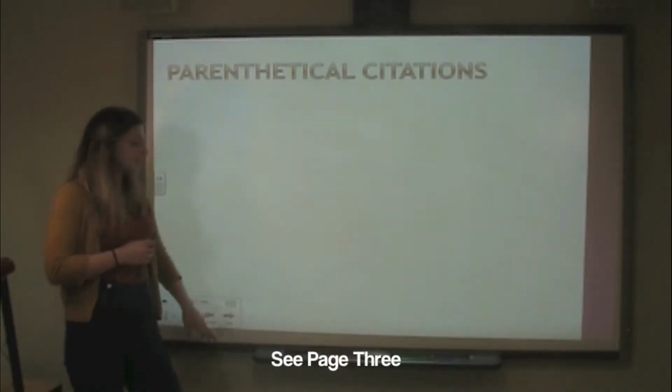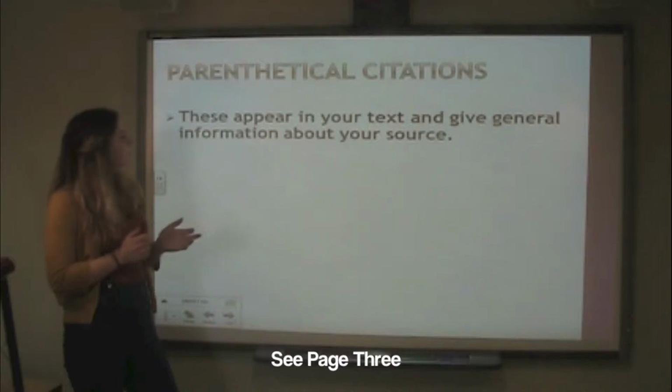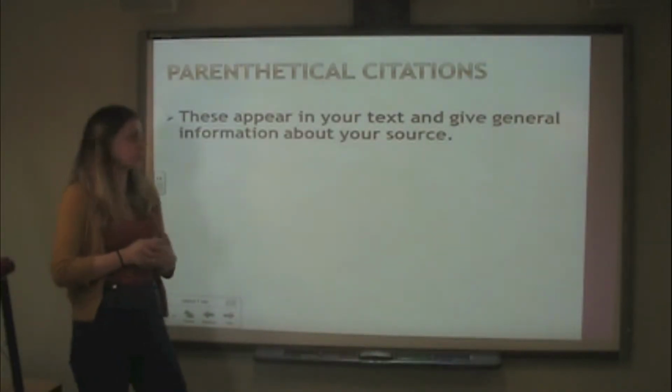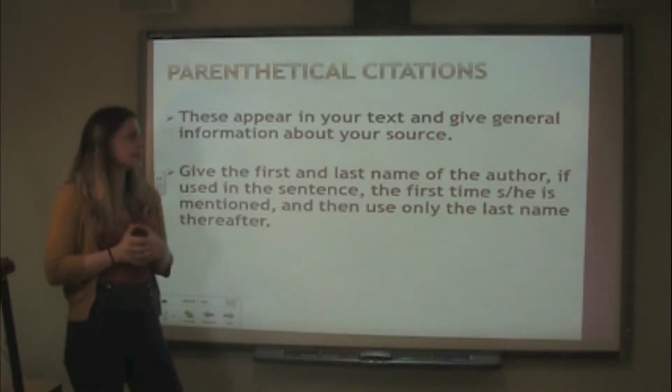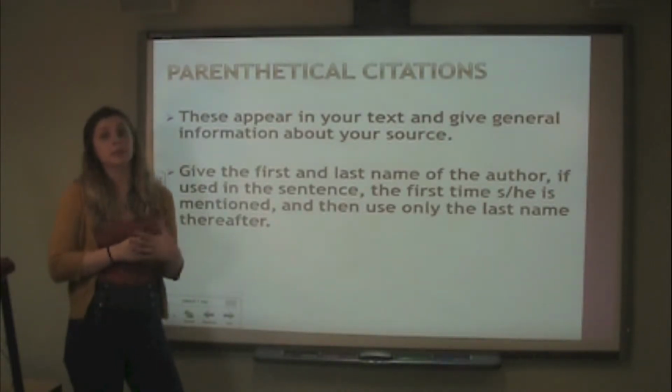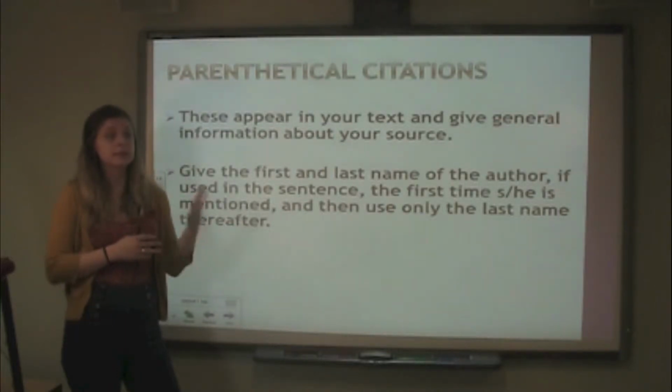Parenthetical citations. These appear in your text and give general information about your source. Give the first and last name of the author if used in a sentence the first time she or he is mentioned, and then use only the last name thereafter. For example, the first time I would cite James Joyce, I would say James Joyce, and then the second time I wouldn't have to, I could just say Joyce.